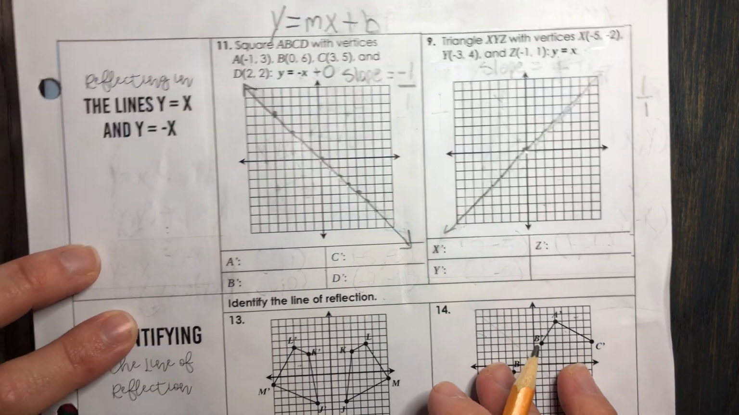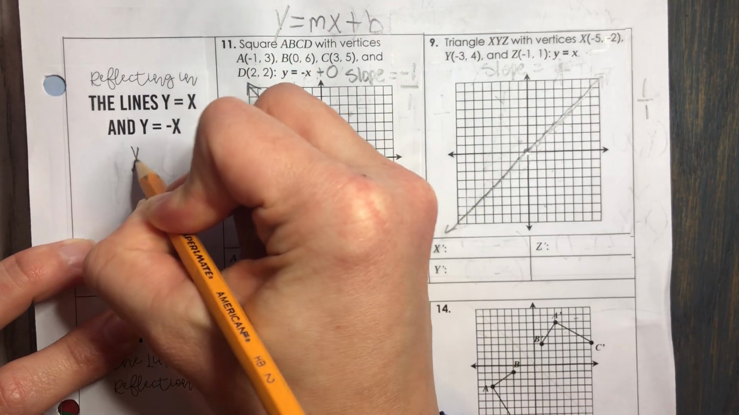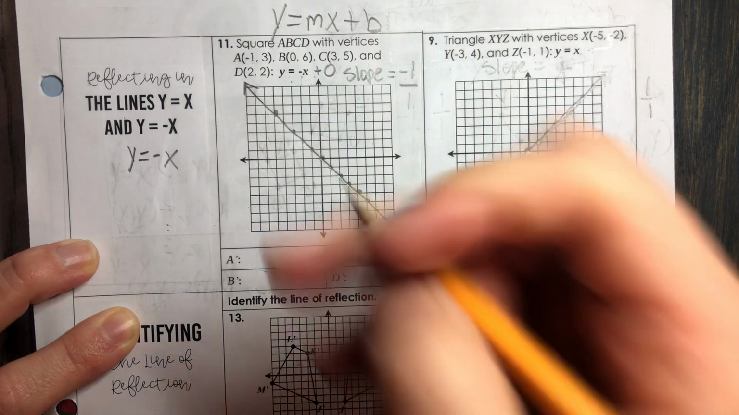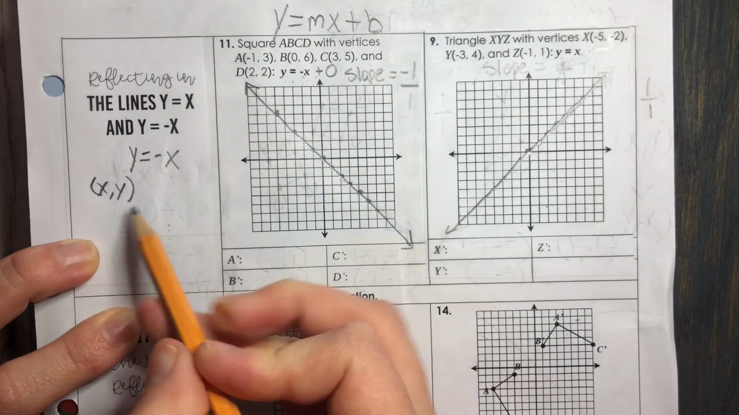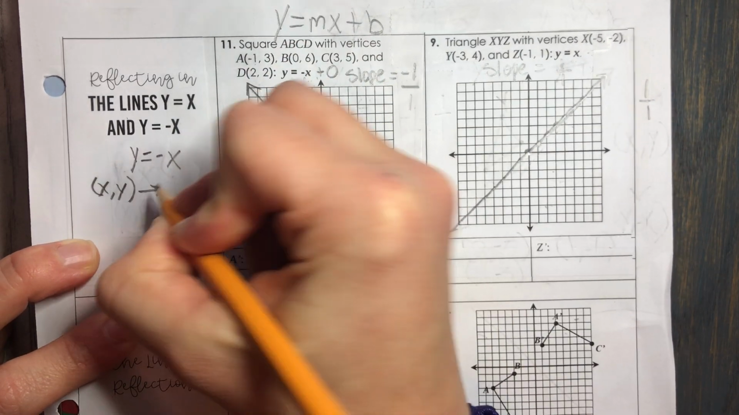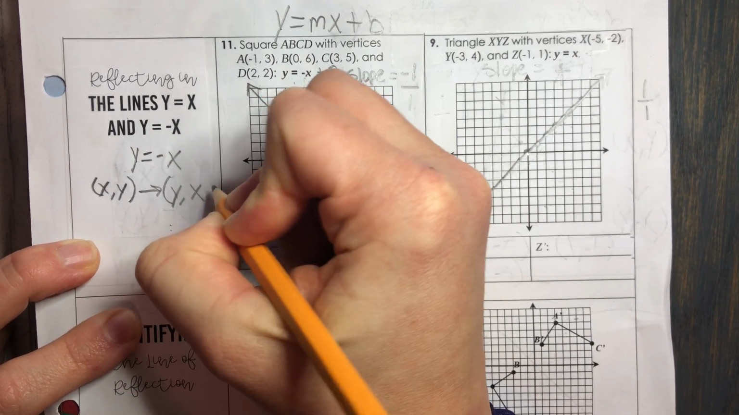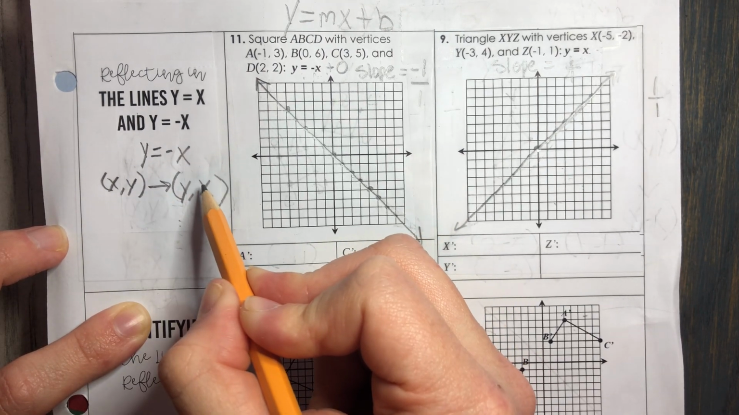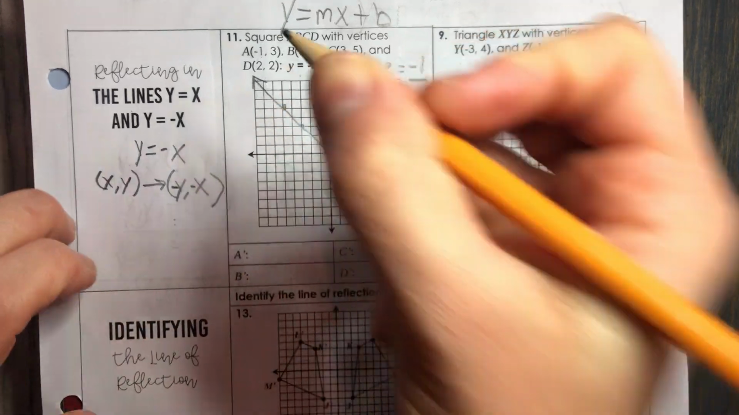So if you are reflecting across, I'm just going to go with our first one here. If you're reflecting across the line y equals negative x, all you do is you take your points, which are in this format every time, and you switch their spots and switch their signs. So the second number becomes the first number, and the first number becomes the second number. Now I did mention switching their signs.